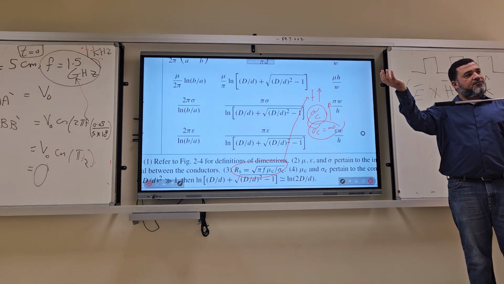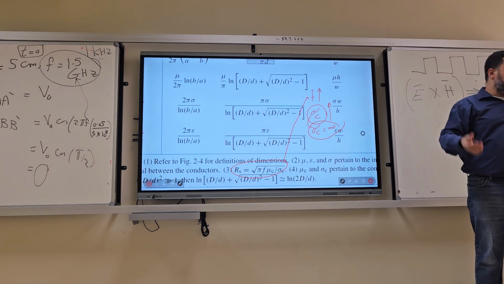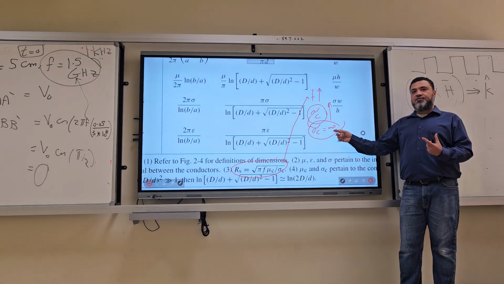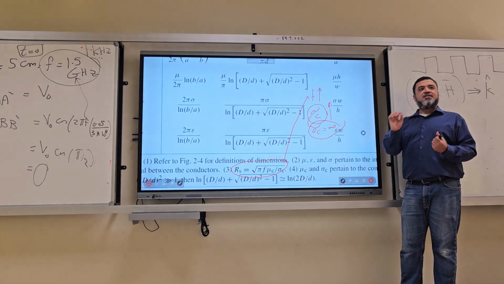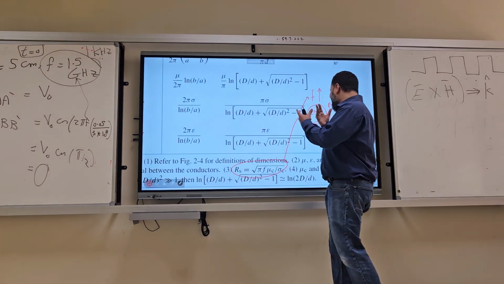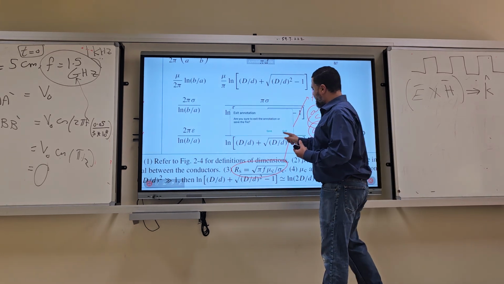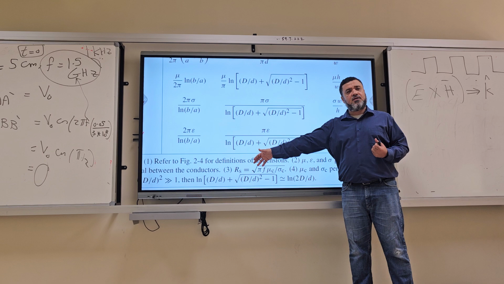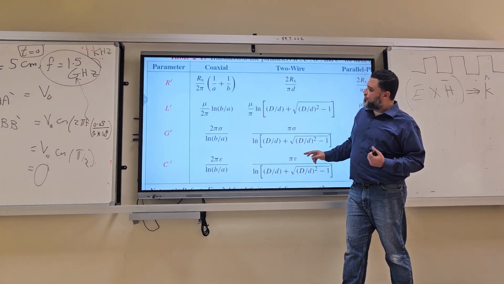This comes from the resistivity: rho is 1 over sigma, rho L over A. This is called a perfect conductor. If the conductivity of any conductor is infinity, it is a perfect conductor. So we can make sense of these parameters. You don't need to memorize this, but try to understand the relation between these parameters and our L, C, G.